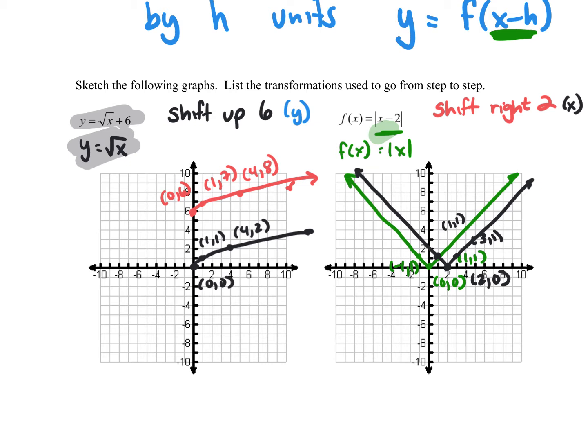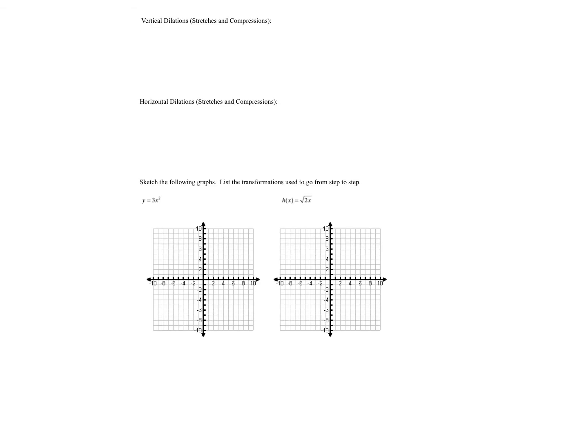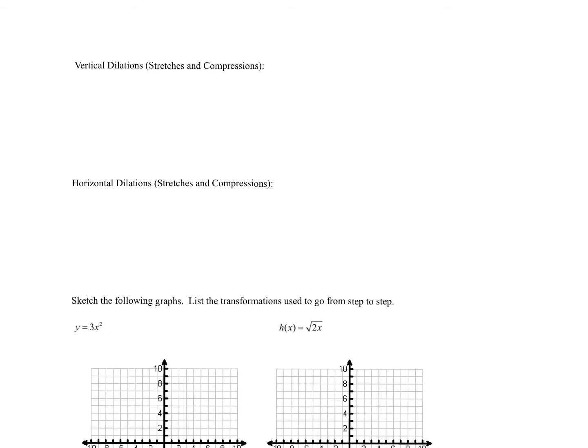Shifts are a really big part of transformations, but they're only one kind of transformation. The second one we're going to look at will be dilations. Okay. So a dilation, a stretch or compress, this is when we're going to stretch it or we're going to compress it. So a stretch is going to kind of pull it either vertically or horizontally, and a compression is going to push it together.